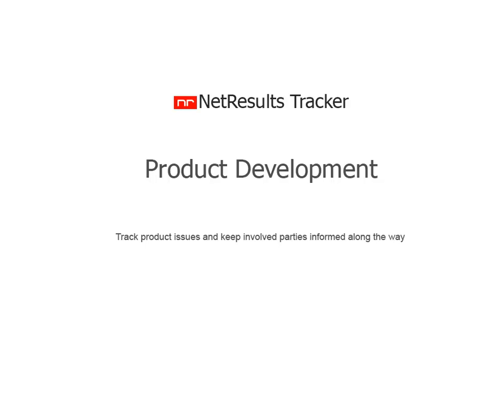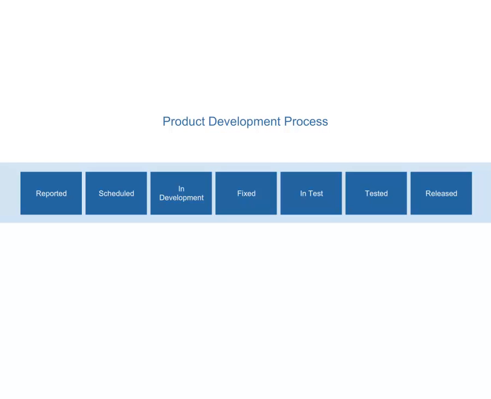Use Tracker's product development process to track issues and keep involved parties informed along the way. In Tracker's out-of-the-box workflow for a typical product development environment, newly added issues get reviewed, get scheduled to be fixed by development, are tested by QA, and made available in a release.